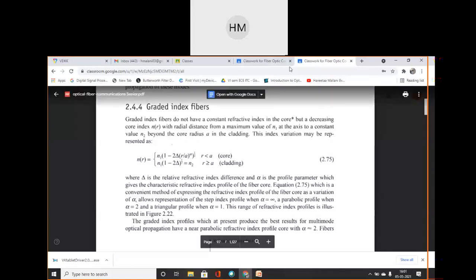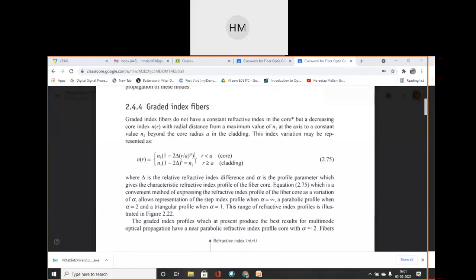Okay, the core region's refractive index profile varies with r: N1 in bracket 1 minus 2 del, r by a to the power alpha. Alpha is very important here because this parameter defines your profile, which kind of profile we are using to design the core of the graded index fiber. So this varies with respect to alpha for the core region.